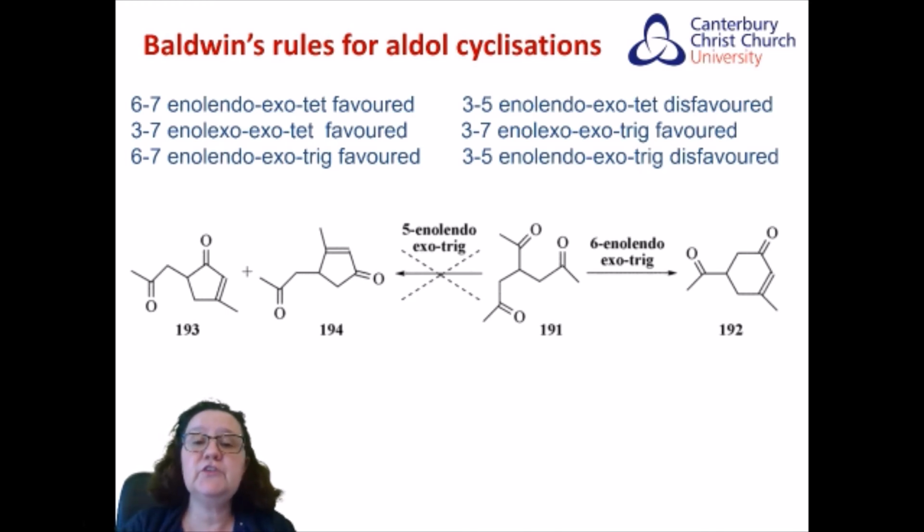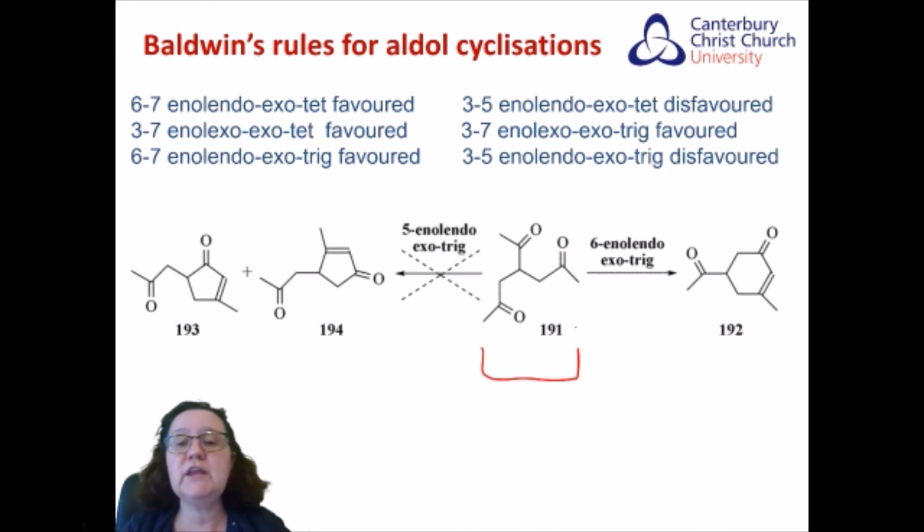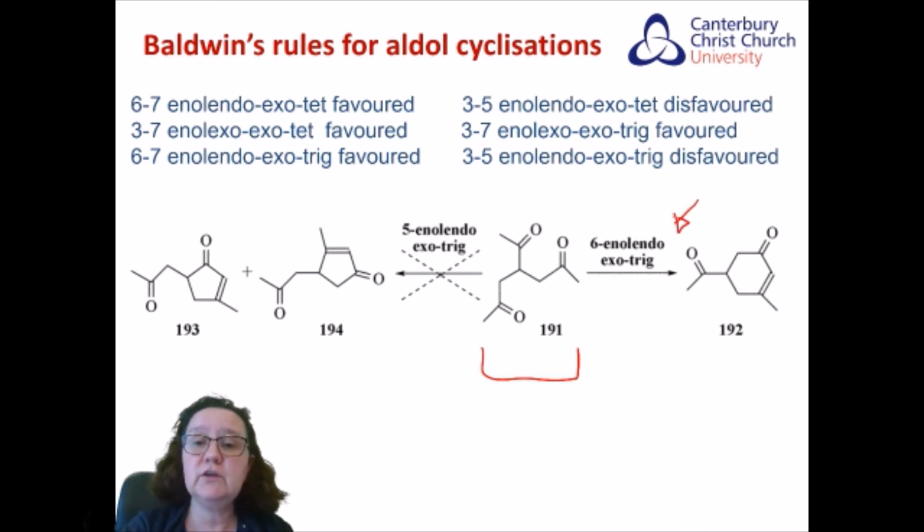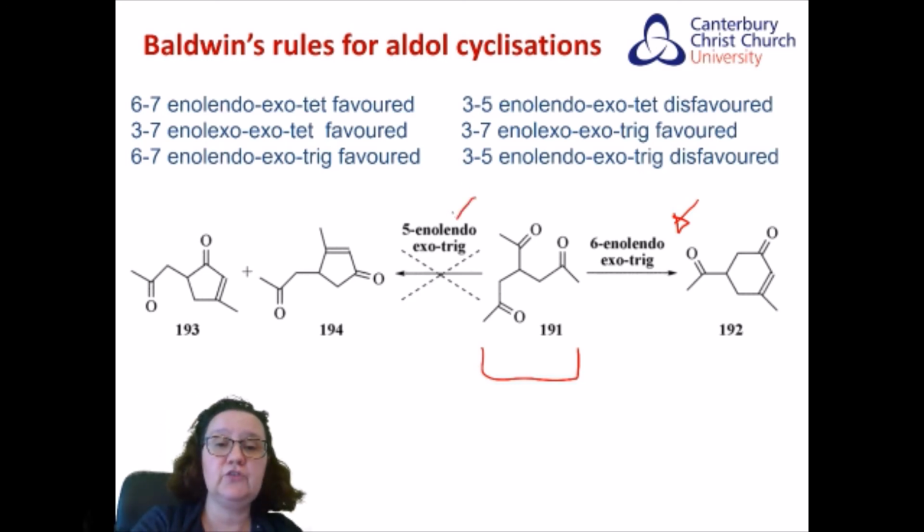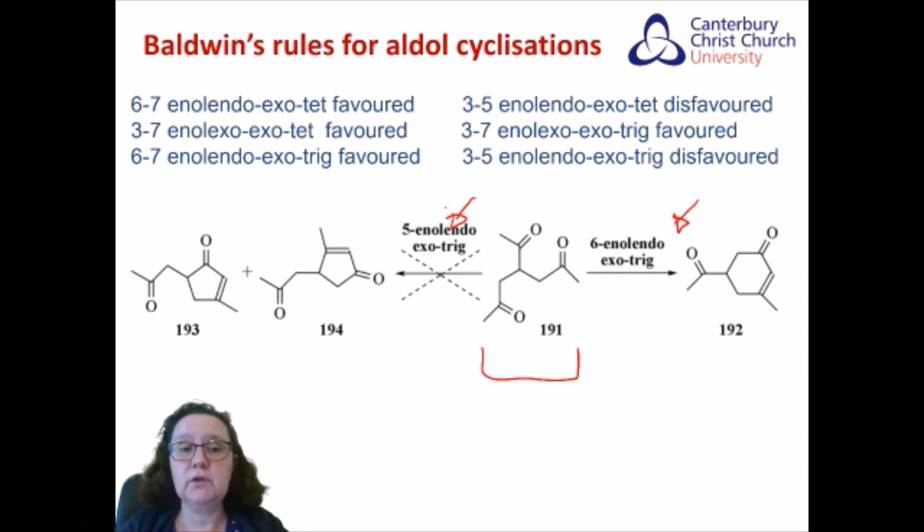So for example, here is an example of a compound with 3 carbonyl groups in which the 6-enolendo-exo-trig product of reaction is favored and forms, and the 5-enolendo-exo-trig is not formed, even if in theory it would be possible, because this is a more favored reaction and will happen faster, so it will happen preferentially to the extent that the other ring forming reaction will not happen.